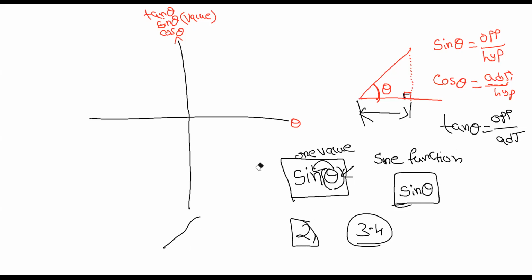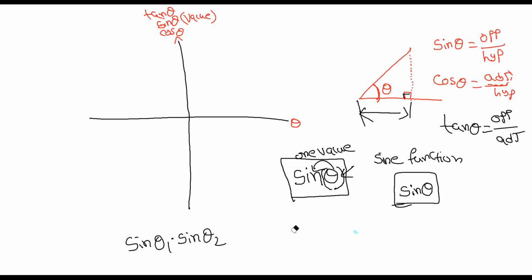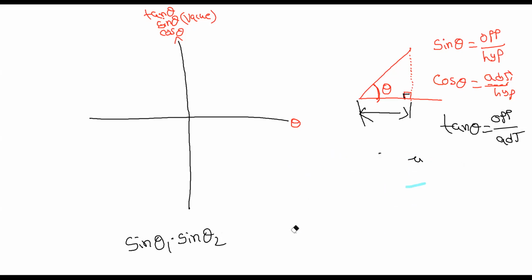And as we studied in the previous class, like sine theta 1 into sine theta 2, here sine is not in multiplication, so we cannot take it as a common factor. We studied this. So this is not equal to sine of theta 1 into theta 2, right?